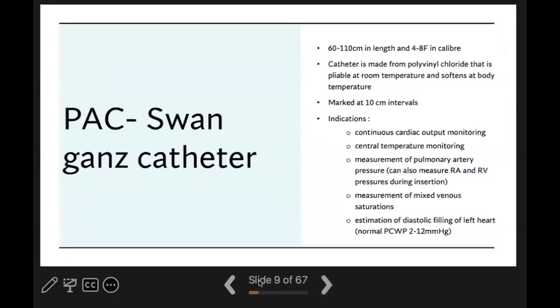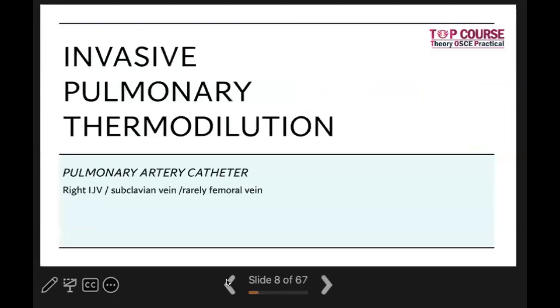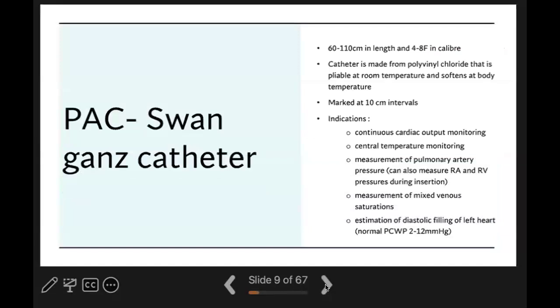Now going on to the actual cardiac output monitoring devices. The first one we saw was the invasive cardiac output monitoring device, that is the pulmonary artery catheter, which can be inserted via the IJV, subclavian vein, and rarely via the femoral vein. We know that the pulmonary artery catheter is also called a Swan-Ganz catheter, which is 60 to 110 centimeters in length. There are pediatric and adult versions. It is made from polyvinyl chloride that is pliable at room temperature and softens at body temperature, and it is marked at 10 centimeter intervals.